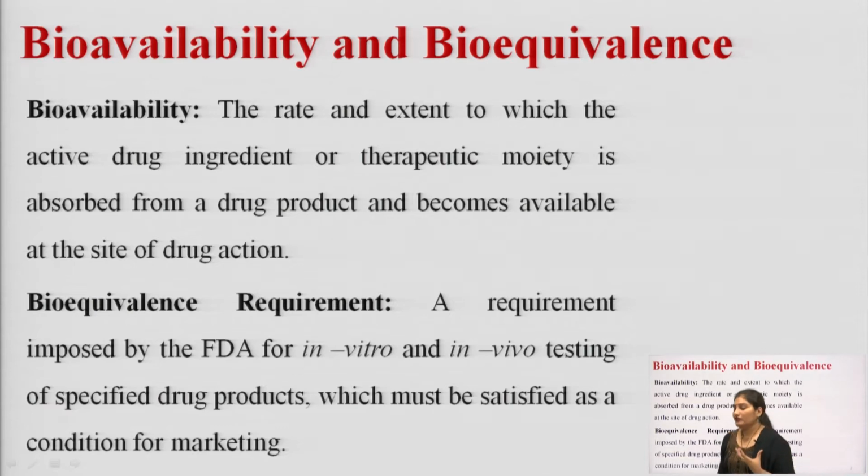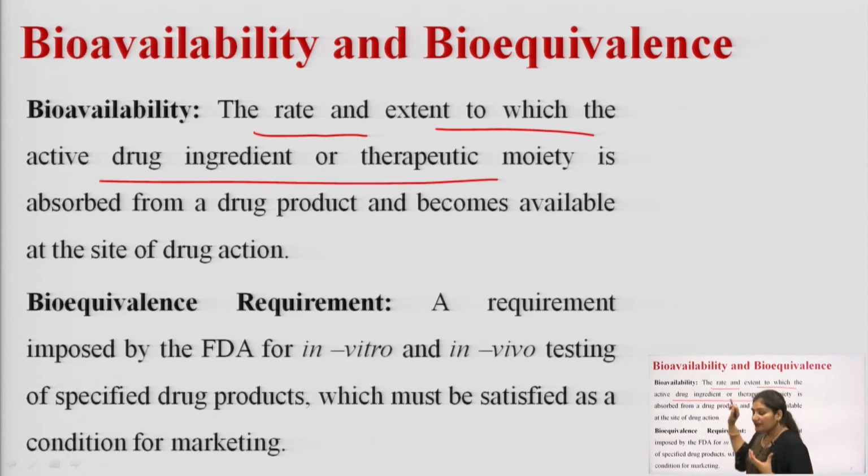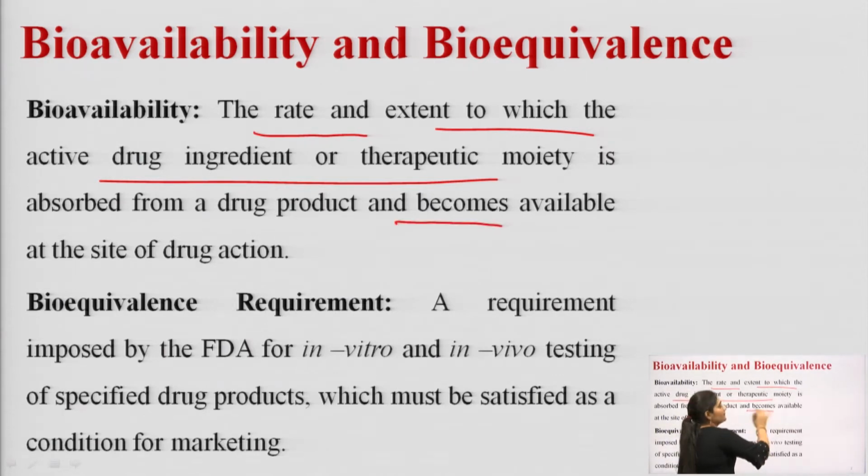What is bioavailability? It is the rate and extent to which an active drug ingredient or therapeutic moiety is absorbed from a drug product and becomes available at the site of drug action. It is the rate and amount of the active drug or therapeutic moiety that reaches the systemic circulation after getting released from the drug product, and it can be represented by the letter F.